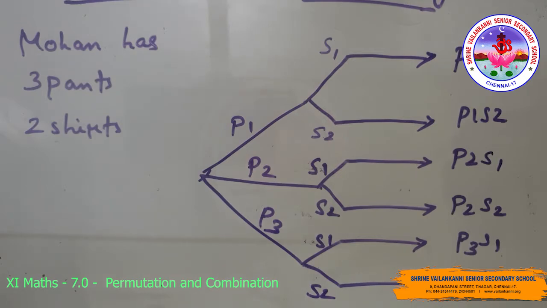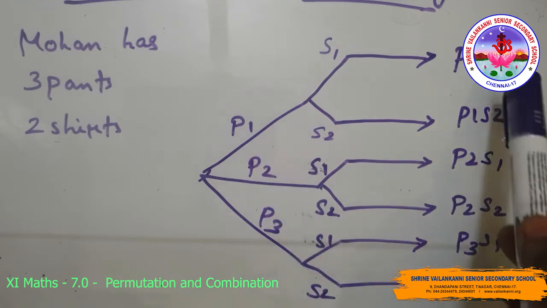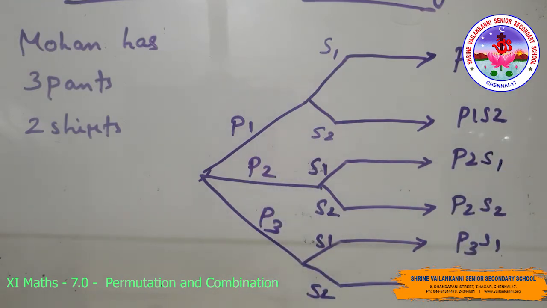Mohan has 3 pants and 2 shirts. So how many different pairs of pant and shirt can he dress up with? There are 3 ways in which a pant can be chosen, because there are 3 pants, and there are 2 ways in which a shirt can be chosen. For every choice of a pant, there are 2 choices of shirt. Then there are 6 pairs of a pant and a shirt.